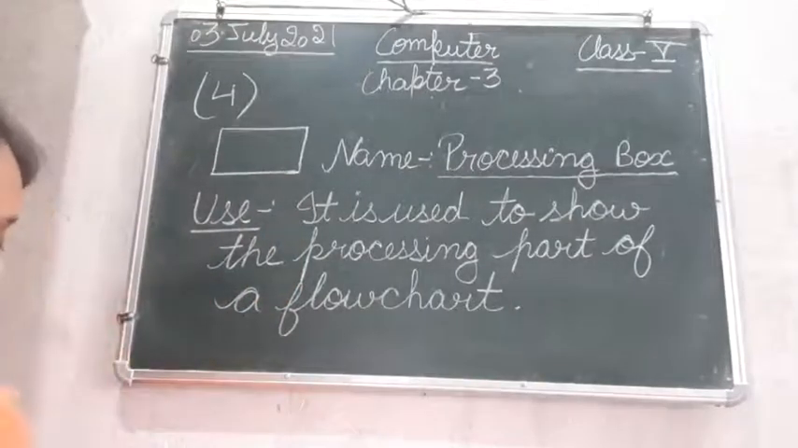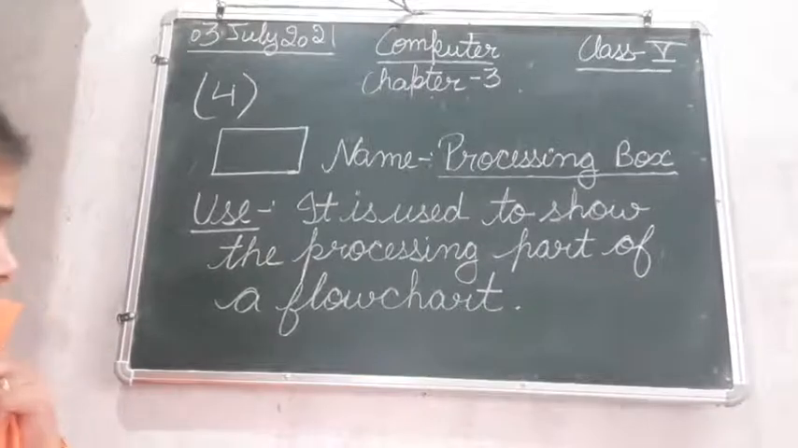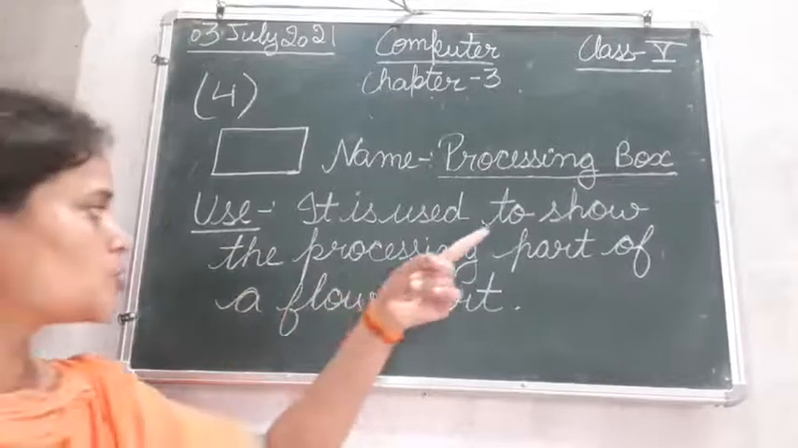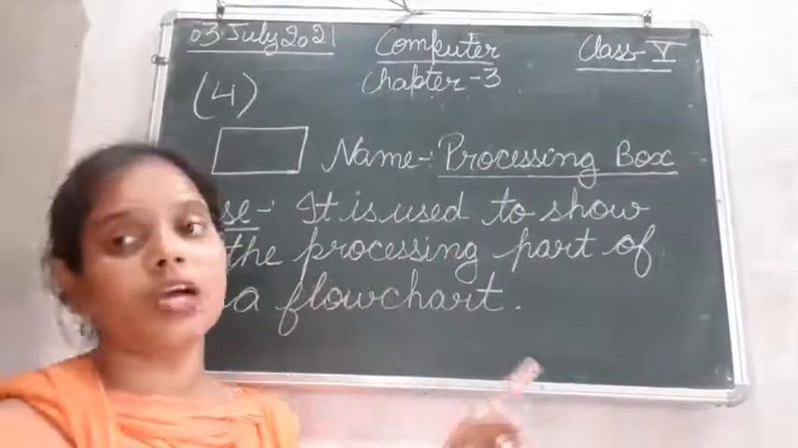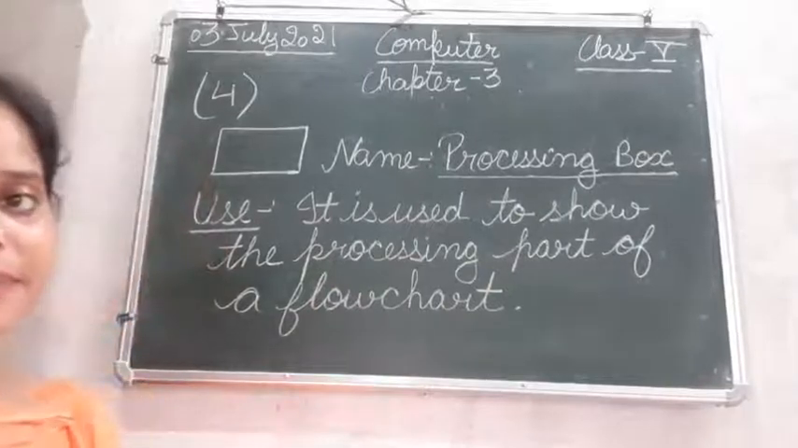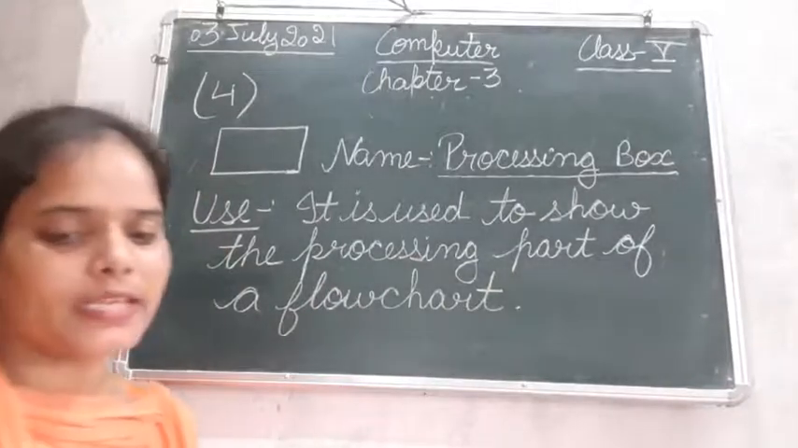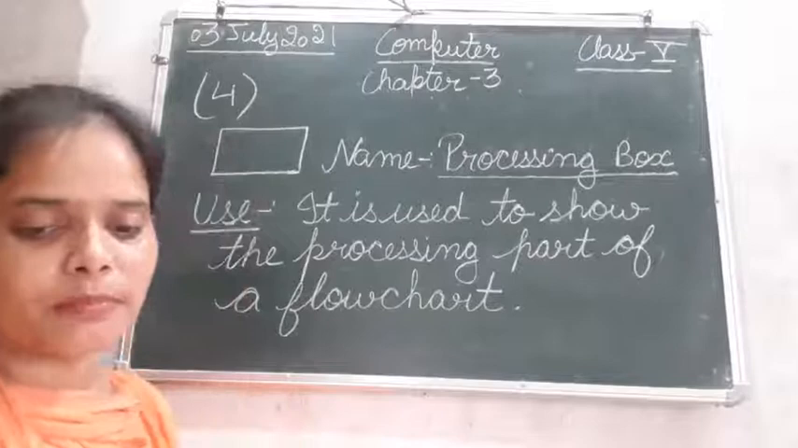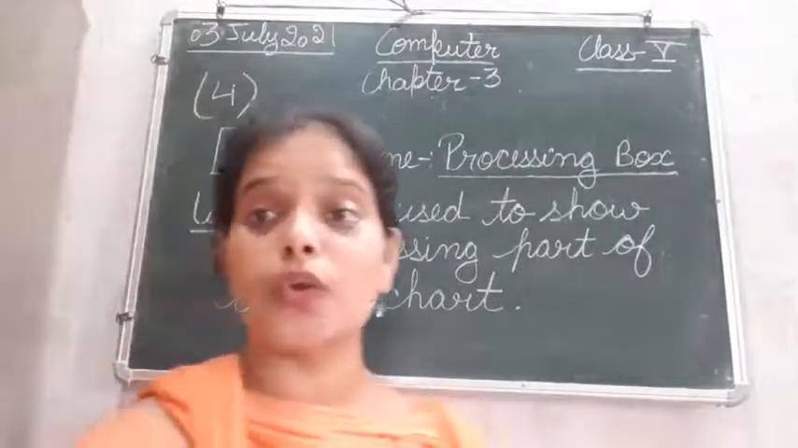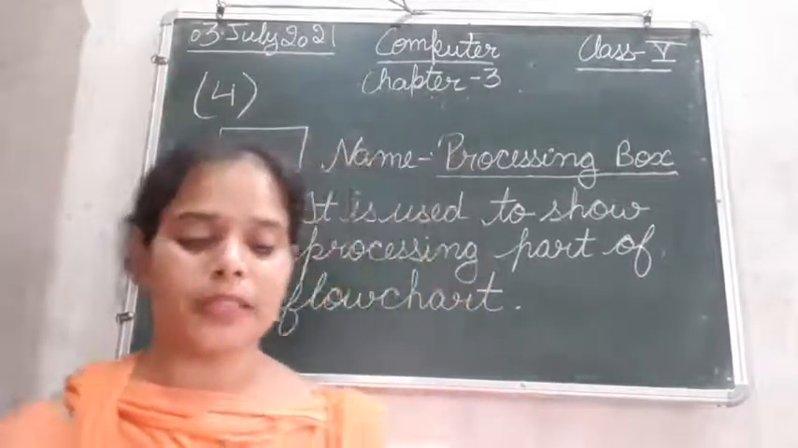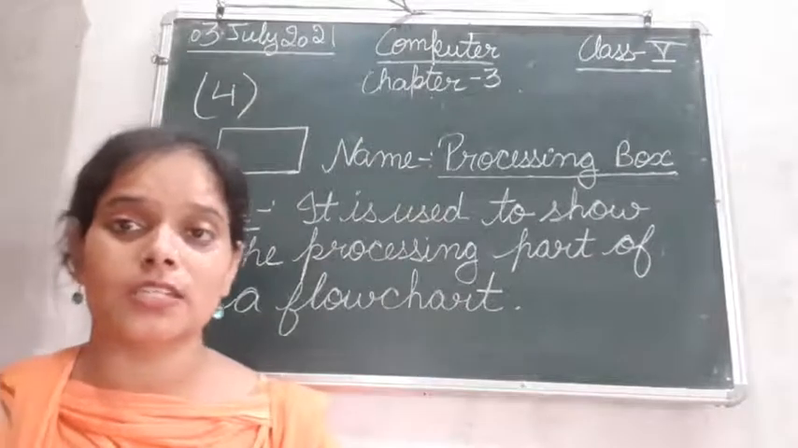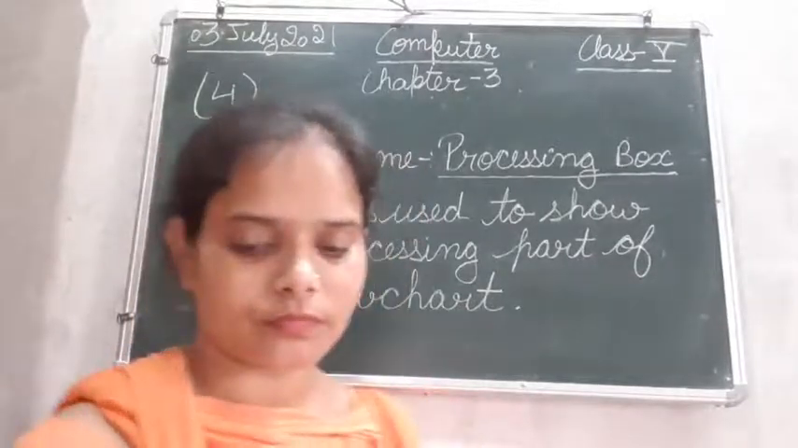Okay, so this is a processing box. It is used to show the processing part of a flowchart. Clear? Chaliye. Next, the fourth symbol, that's a rhombus. So the fourth symbol that you can see in your books, that's a rhombus.